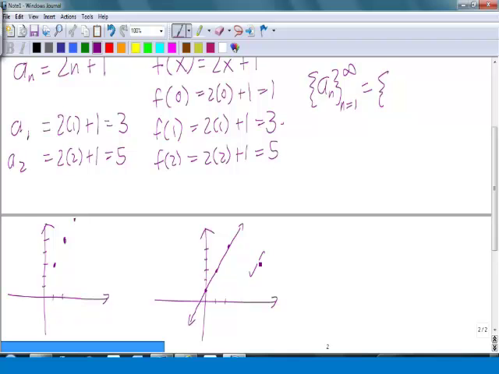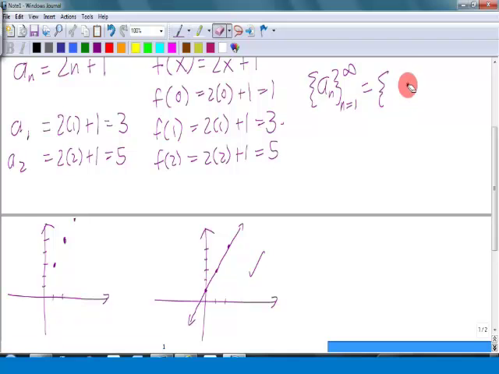We can start with the first term, which is 3 in this case. Then there's the second term. Then, what's the third term? It's going to be 7. And the big deal with these sequences is we're going to look for patterns.